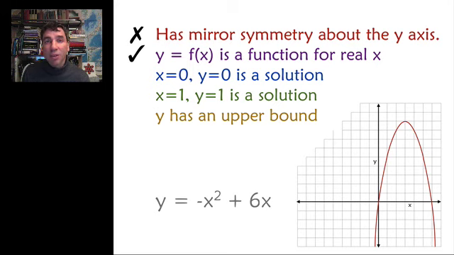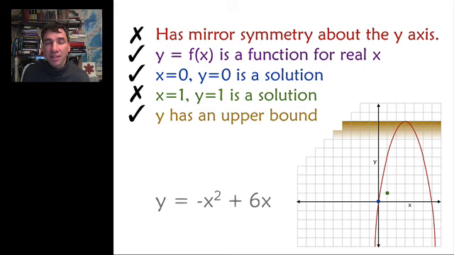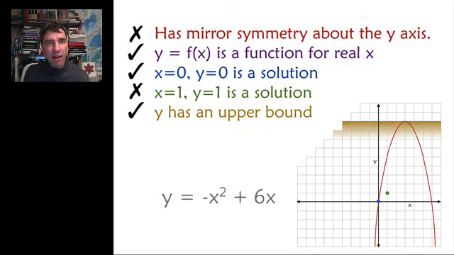Is x equal to 0, y equal to 0 a solution? Yes. Is x equal to 1, y equal to 1 a solution? No. Does y have an upper bound? Yes. Now we have to place our equation into our Venn diagram.